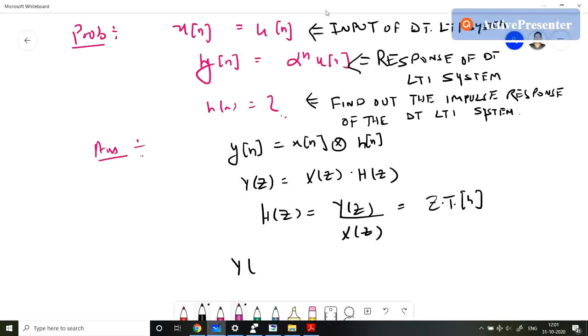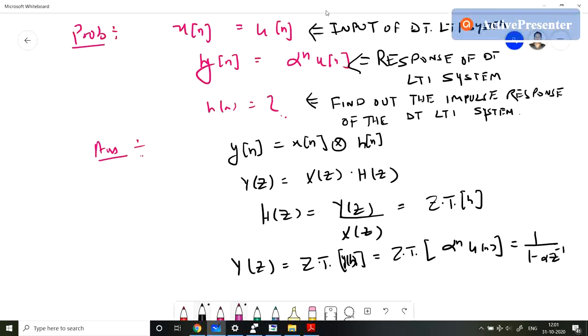Now Y(z) is given. Y(z) is the z transform of y[n], and that is the z transform of alpha raised to the power n u[n]. So that is equal to 1 divided by (1 minus alpha z inverse). So this is Y(z). And X(z) is the z transform of x[n], and that is equal to 1 divided by (1 minus z inverse).